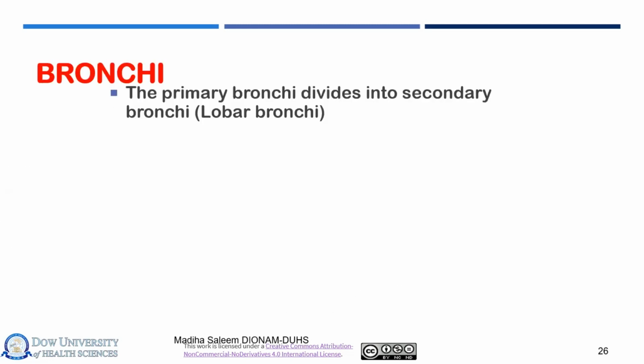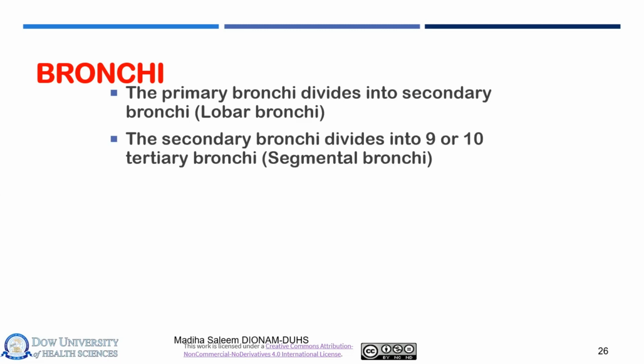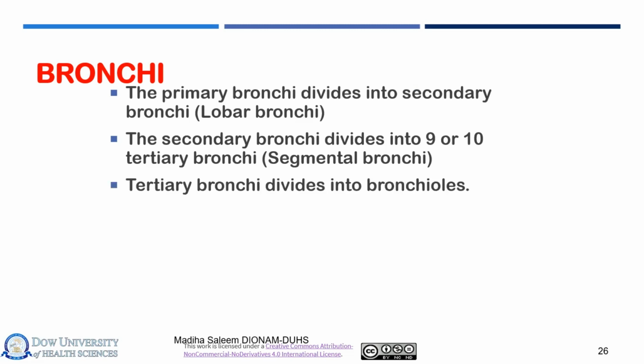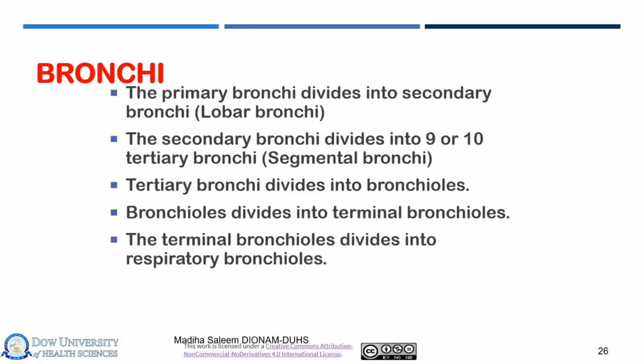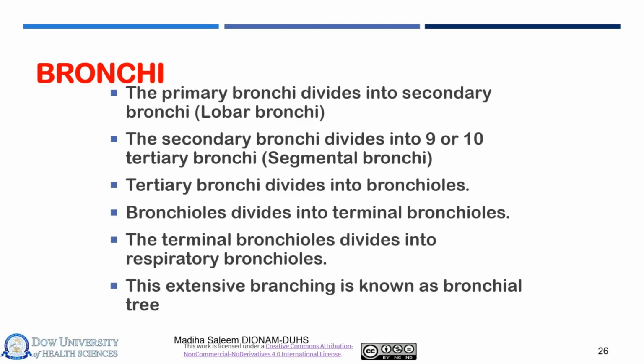Now we have bronchi. The primary bronchi divide into secondary bronchi, called lobar bronchi. The secondary bronchi divide into 9 or 10 tertiary bronchi, called segmental bronchi. Tertiary bronchi divide into bronchioles. Bronchioles divide into terminal bronchioles. The terminal bronchioles divide into respiratory bronchioles. This extensive branching is known as the bronchial tree.